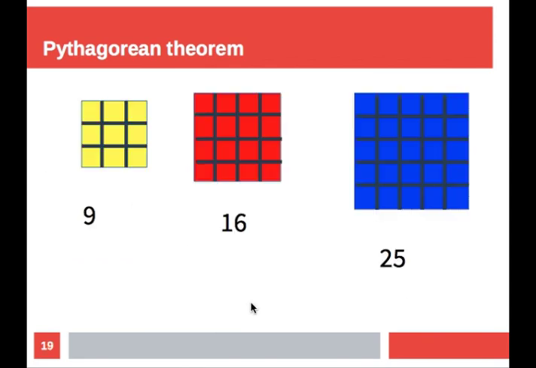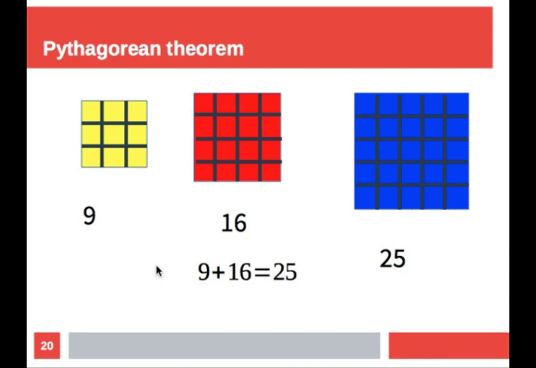Now, what do you see between these numbers? Do you see a pattern? Do you see a relationship? For example, 25, it's very related to 9 and 16. Do you see now what it is? Well, it's going to be the addition. When you add 9 and 16, you get 25.